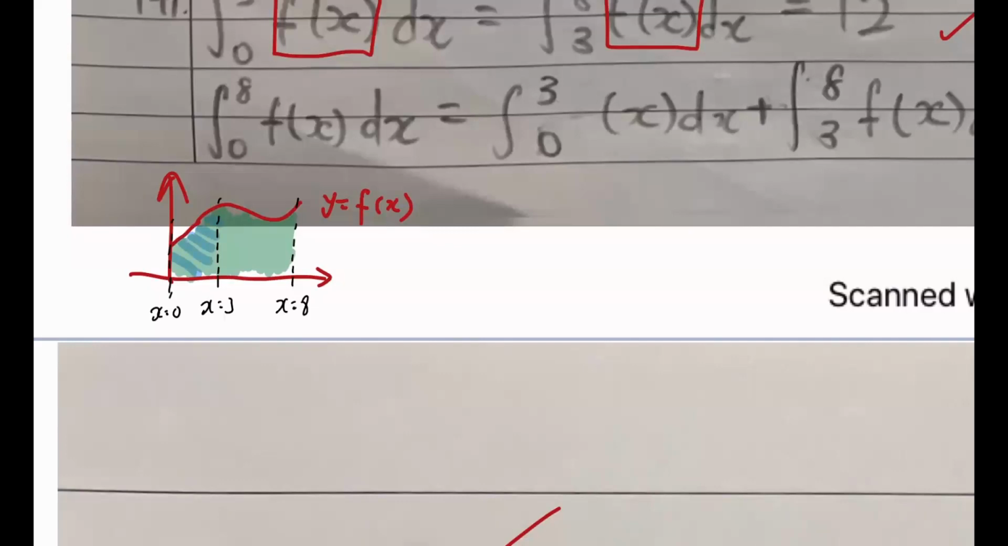Okay, let me change the color. Wow, lag. So much lag.